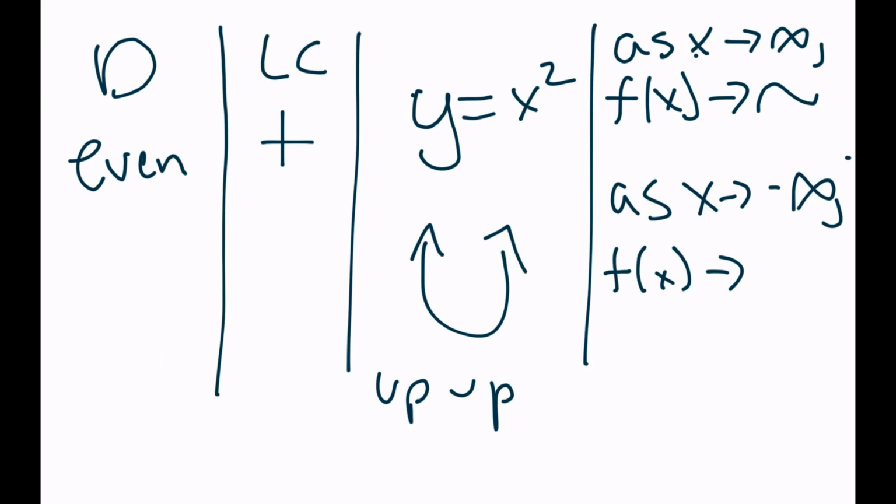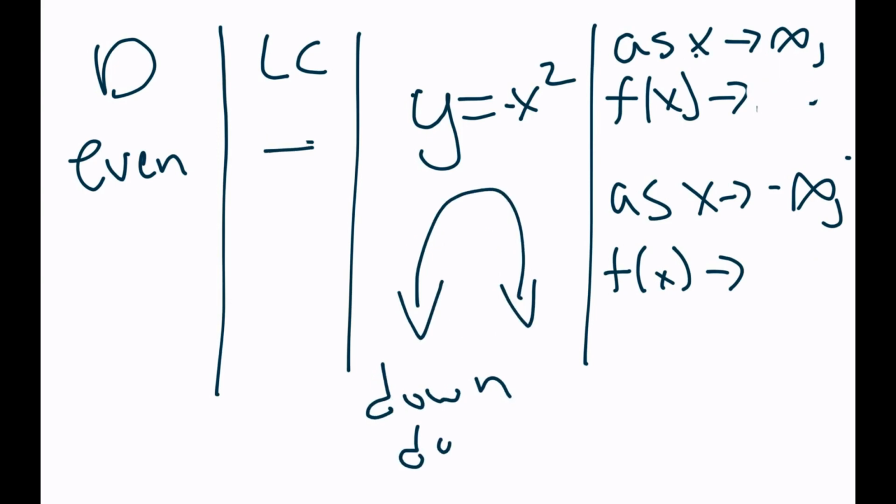So the formal way of saying it is, as x goes to infinity, f of x goes to infinity, and as x goes to negative infinity, f of x goes to infinity too. However, if you have an opposite, if you have y equals negative x squared, it's a bit different. Well, because a negative in front means that it's reflected over the x-axis, which means it would sort of look like this, which is the opposite. So the leading coefficient is negative. And the informal way of saying that is down, down. So it's the opposite. As x goes to infinity, f of x, or y, goes to negative infinity.